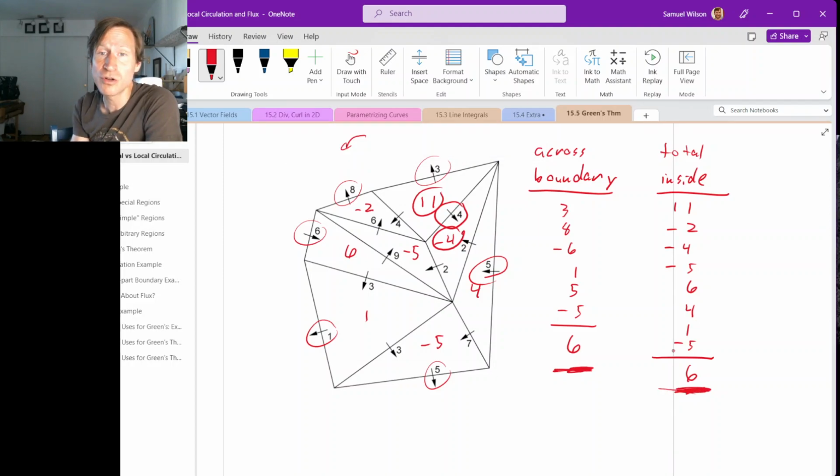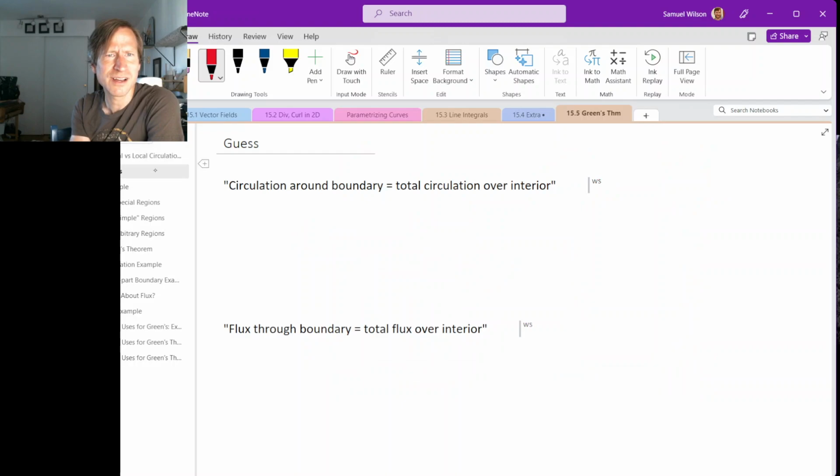So it looks like the total flux across the boundary is equal to the total flux added up over the interior of this region. So that gives us a sensible guess for how circulation and flux should work for regions in general. For circulation, it looks like the circulation around the boundary should be equal to the total circulation over the interior. And for flux, it seems like the total flux through the boundary should be equal to the total flux over the interior.